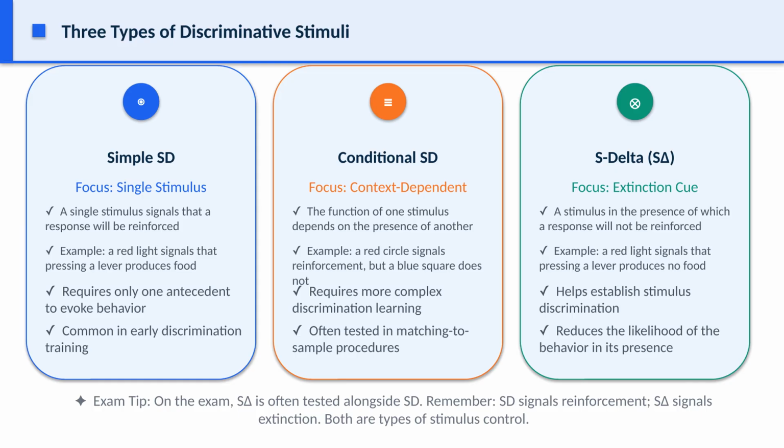A conditional SD is more complex because the discriminative function of one stimulus depends on the presence of another. For example, a red circle signals reinforcement only when paired with a specific context, not a blue square. This type of stimulus control is critical in matching to sample procedures and reflects the nuanced discriminations clients must learn in natural settings. Finally, the S delta is a stimulus in the presence of which a response will not be reinforced, such as a red light, signaling no food for a lever press. S deltas sharpen discrimination by reducing the likelihood of behavior in their presence.